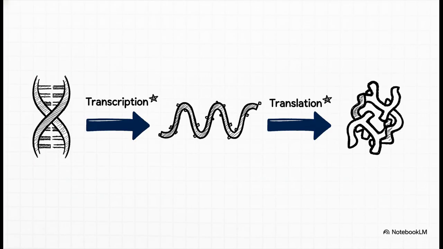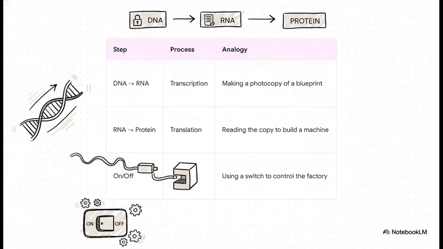What we've just walked through is the absolute core principle of molecular biology, something often called the central dogma. It's the fundamental flow of all genetic information. Information is stored long-term in stable DNA. Through transcription, a temporary RNA copy gets made. That's our photocopy of the blueprint. That copy is then read through translation to build a functional protein, our machine. And the whole factory is carefully controlled by regulatory switches. DNA to RNA to protein. That, right there, is the fundamental story of life at the molecular level.